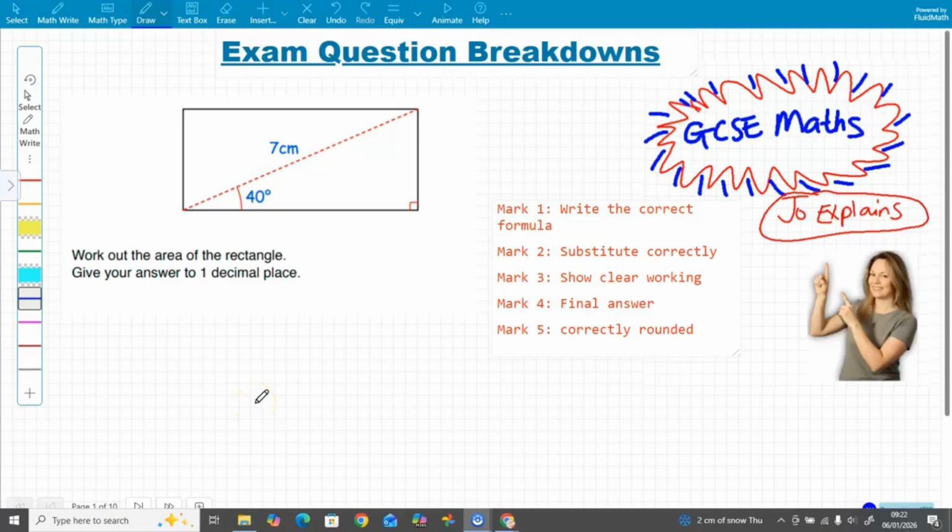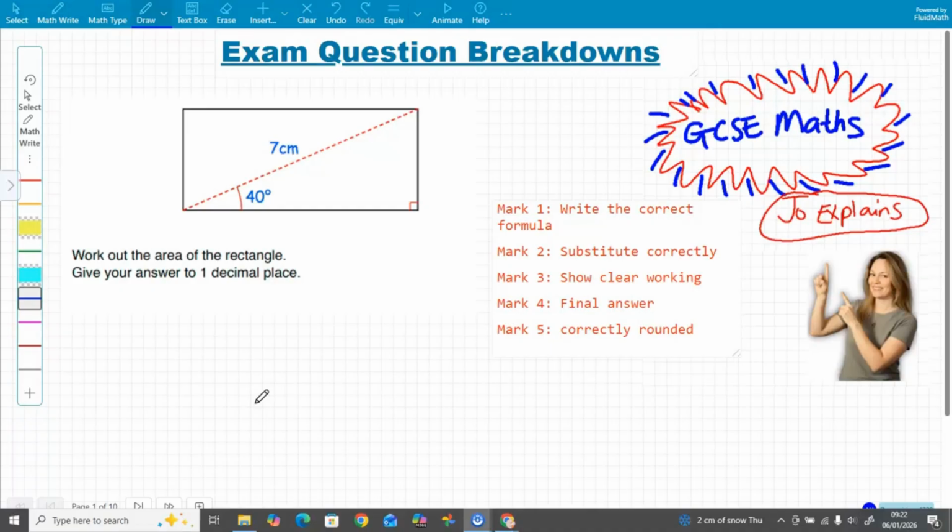Hi everyone, so I've got another exam question breakdown for you. This is a calculator question that I found. It's a 5-mark question and it's to do with shape. It's a trigonometry question, so it's on the foundation paper. It will be one of the last questions that you will see. It's quite difficult, so I'm going to break it down for you.